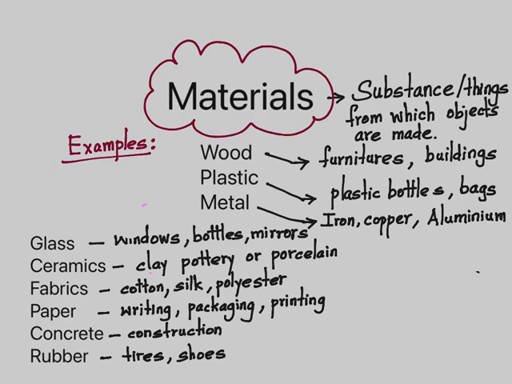Materials are substances or things from which objects are made. Some common examples of materials are wood, plastic, metal, glass, ceramics, fabrics, paper, concrete, and rubber.